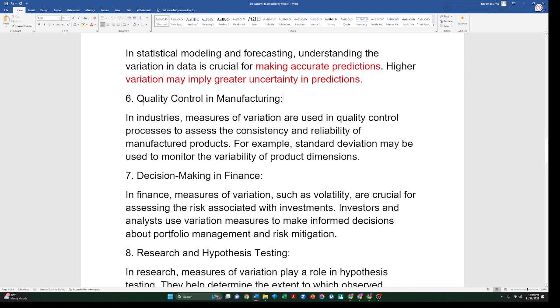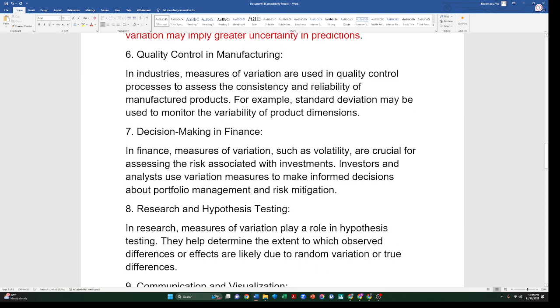Okay, number 6, quality control in manufacturing. In industries, measures of variation are used in quality control processes to assess the consistency and reliability of manufactured products. For example, standard deviation may be used to monitor the variability of product dimensions. So this is important.